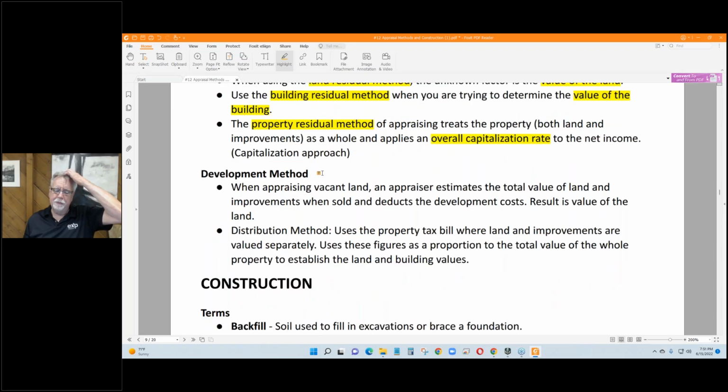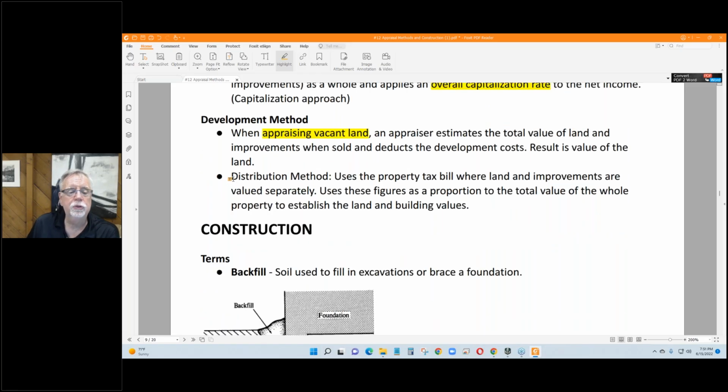The development method is where you're appraising vacant land. The appraiser estimates the value of the land and improvements when sold. So the appraiser says, well, if we built, what would be the highest and best use for this property? And if we built it, what would it sell for? And then we'll deduct the cost of the building, and whatever's left over is the land value.